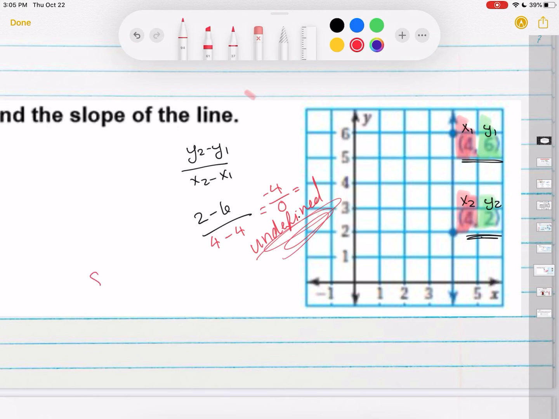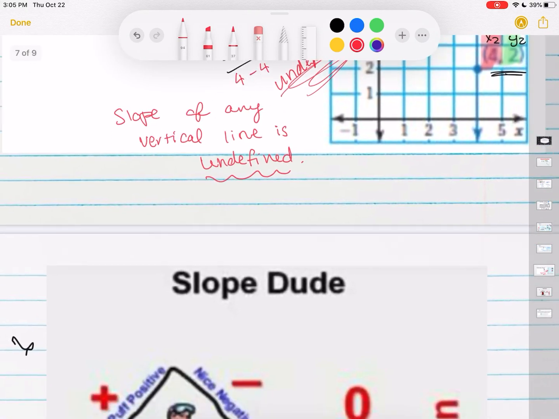In general, the slope of any vertical line is undefined. So again, if you're given a vertical line and you have to find the slope, you could use the slope formula, or you can just say it's undefined because it's always going to be undefined.